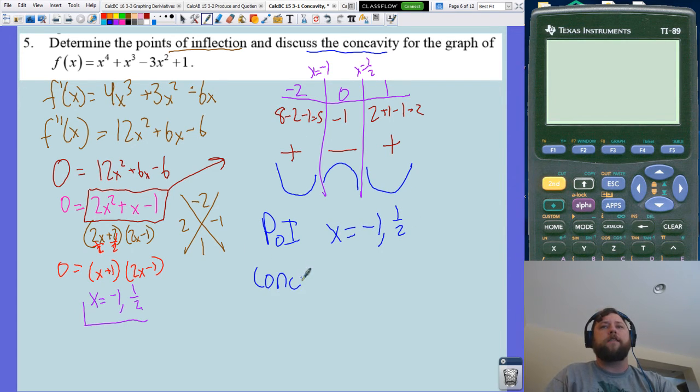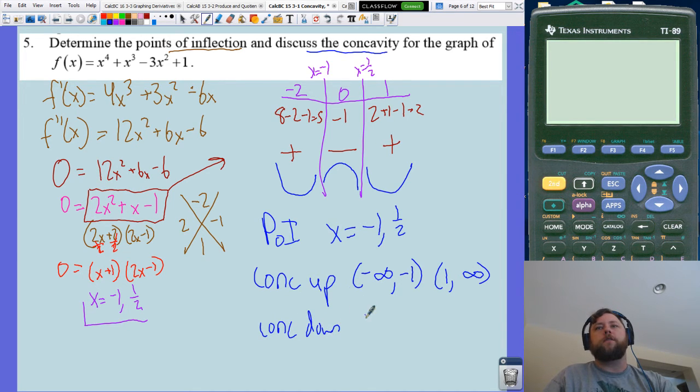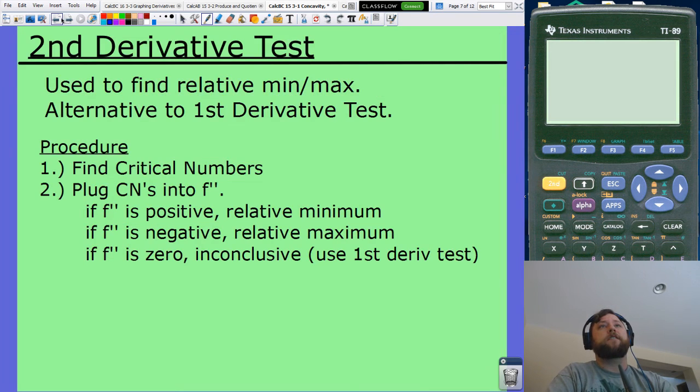And we're concave up on the interval, this one and this one. So I will say from negative infinity to negative 1 and from 1/2 to infinity. And we're concave down on the interval in between, which is negative 1 to positive 1/2. There you go. All right, second derivative test: use that to find a relative min and max.